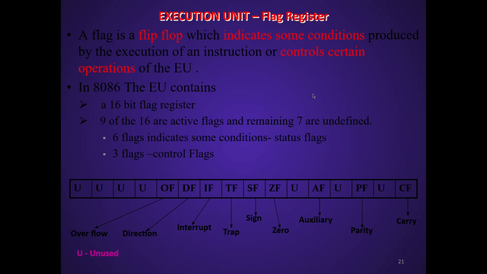A flag indicates whether some conditions are executed or not while the instructions are being processed. They indicate this to us using a flag, which is a flip-flop. In 8086 the EU contains a 16-bit flag register. Nine of the 16 are active flags and 7 are undefined flags. Six flags indicate status and 3 flags represent control.